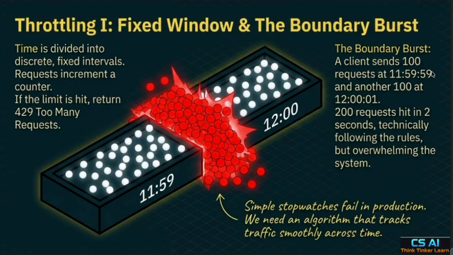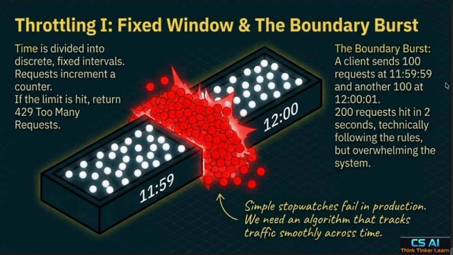Now, let's talk about throttling. Pattern 1 is the fixed window. Time is divided into discrete intervals, and each request increments a counter. If the limit is hit, we return a 429 too many requests error. The danger here is the boundary burst.